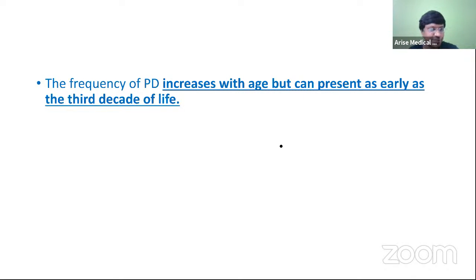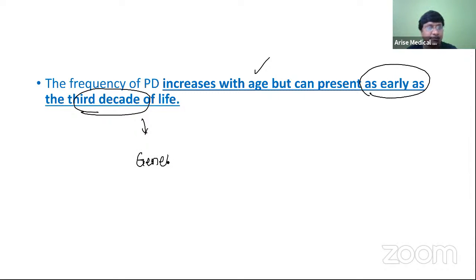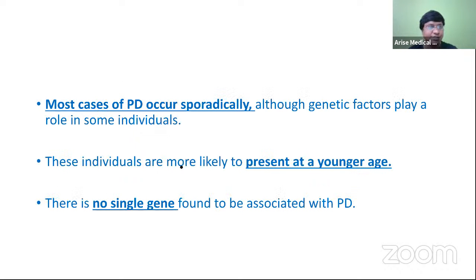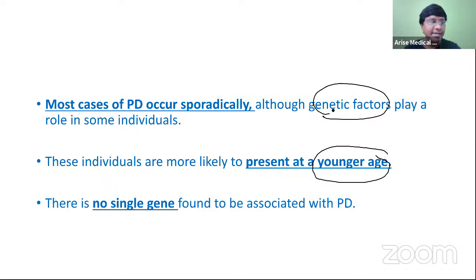Next, genetic predisposition, which is what Arya Ajesh was telling. The frequency of Parkinsonism increases with age, but it can present as early as the third decade of life in genetic predisposition. So it presents at a younger age in those individuals who have genetic factors.